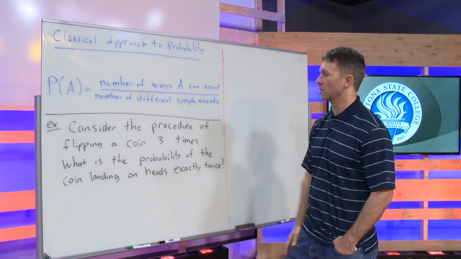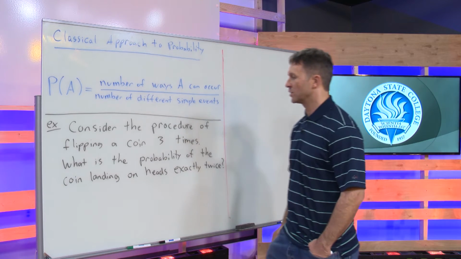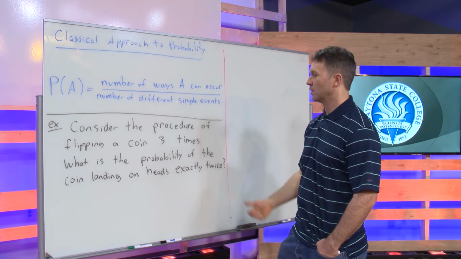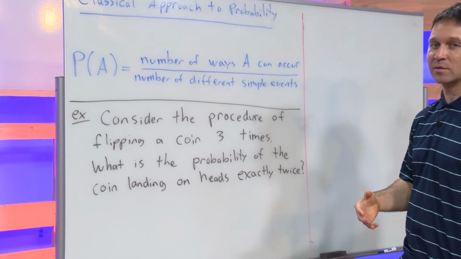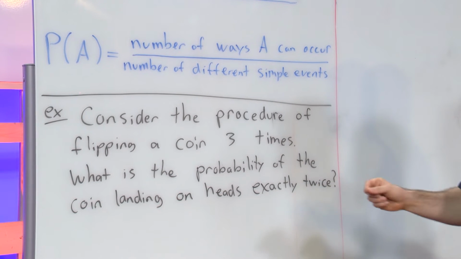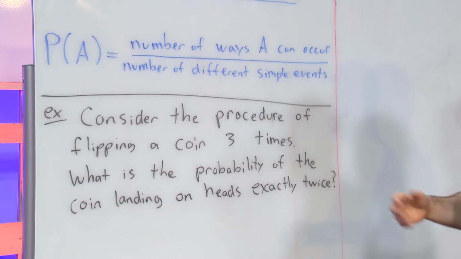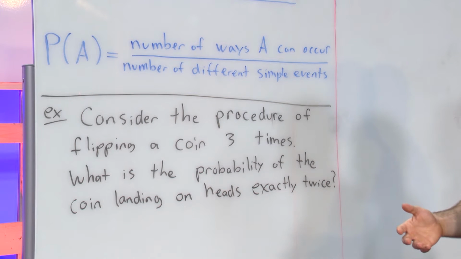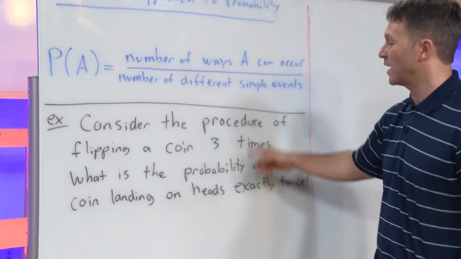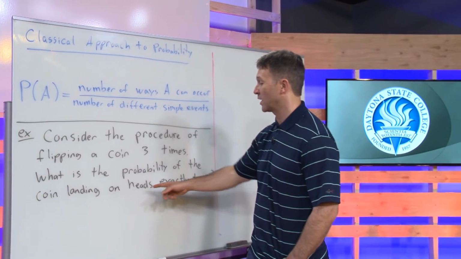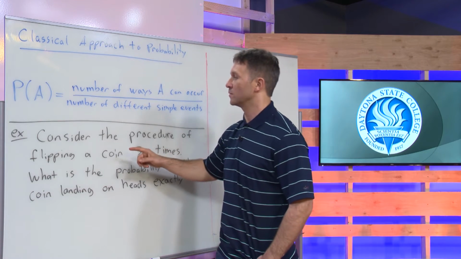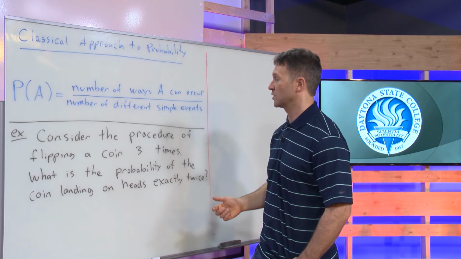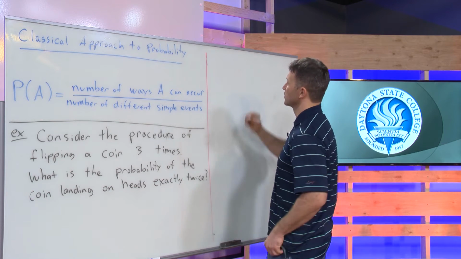Okay, now let's talk about this particular example. Consider the procedure of flipping a coin 3 times. What is the probability of the coin landing on heads exactly twice? So we're not talking about 2 or more, we're talking about exactly twice. In other words, it could land heads, heads, tails, that would be exactly twice, or it could be tails, heads, heads, that would be exactly twice. Okay, so our event A is the event of the coin landing on heads exactly twice. And to do this problem with a classical approach, we're going to write out the complete sample space of this event. So let's look at this.